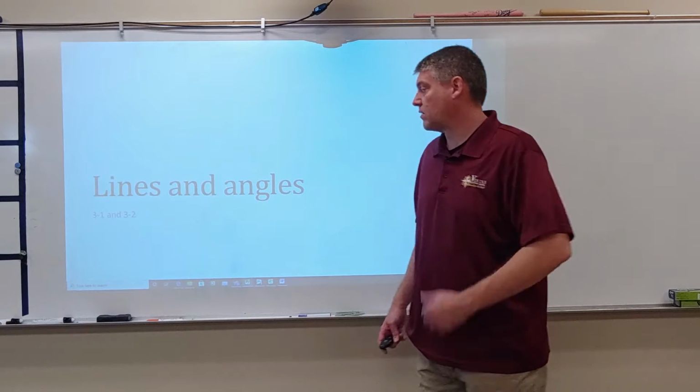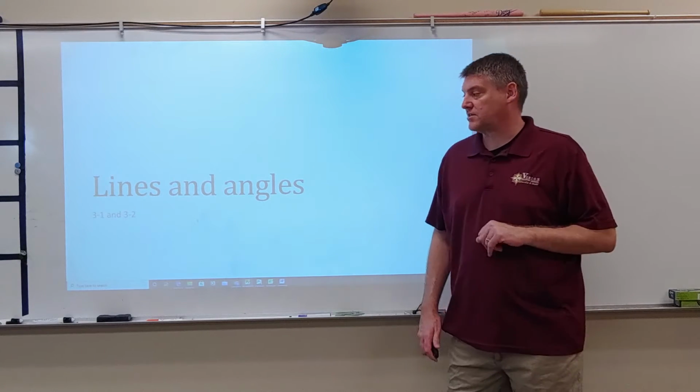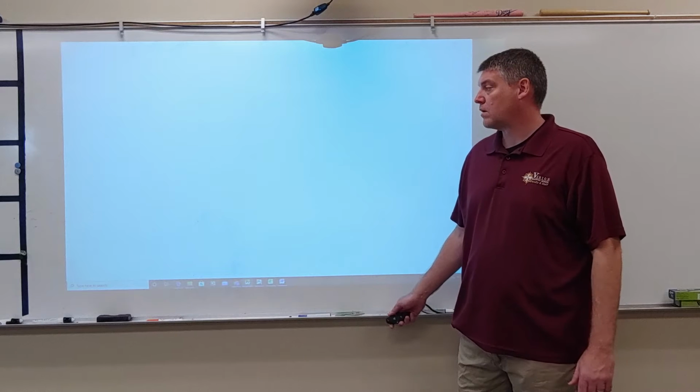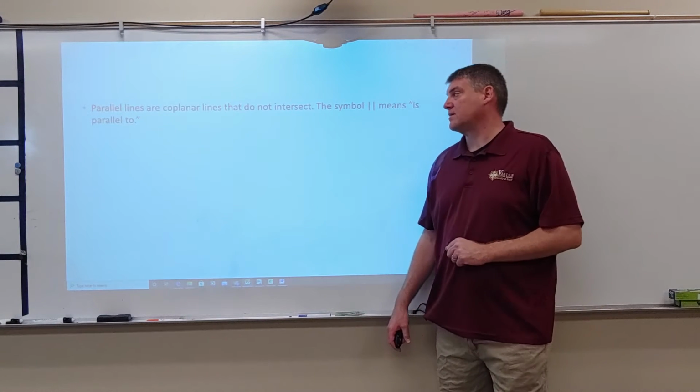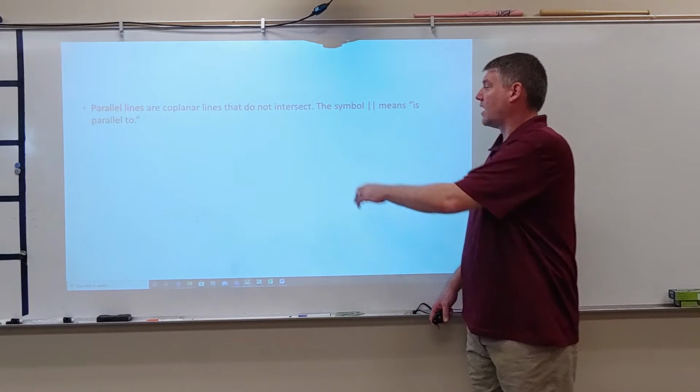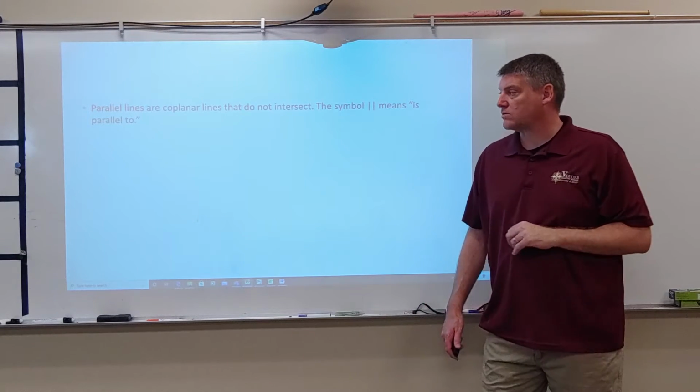All right, we're going to talk about lines and angles. This is section 3.1 and 3.2. Okay. So parallel lines are coplanar lines that do not intersect. So here's a symbol for parallel to.